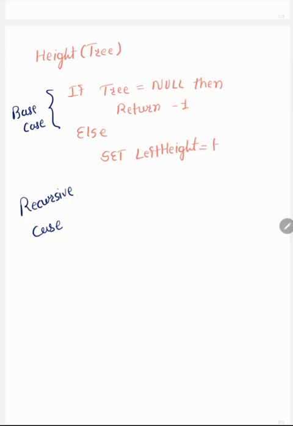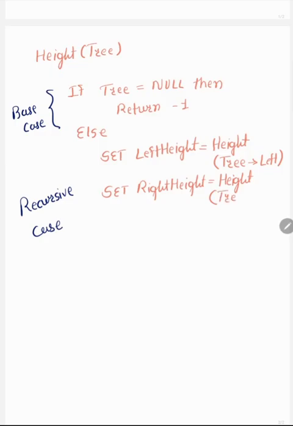That is, again, I'm recursively calling the same function, but with a different parameter, that is the left subtree of that particular node. And for the right side height, I'm calling the same function, but with the right subtree.